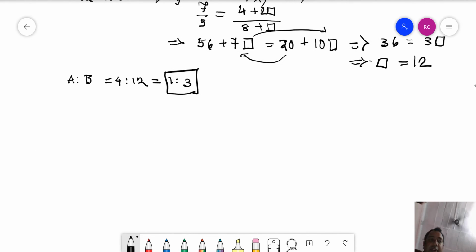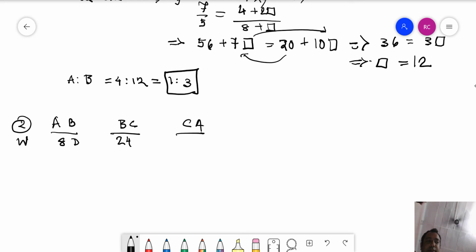Okay, the next problem says that there's a piece of work, and A and B together can do the piece of work in 8 days. B and C together can do the same work in 24 days. And C and A together can do the full work in 8 4 by 7 days, which would become 8 into 7 is 56 plus 4 is 60, so it's 60 by 7 days.